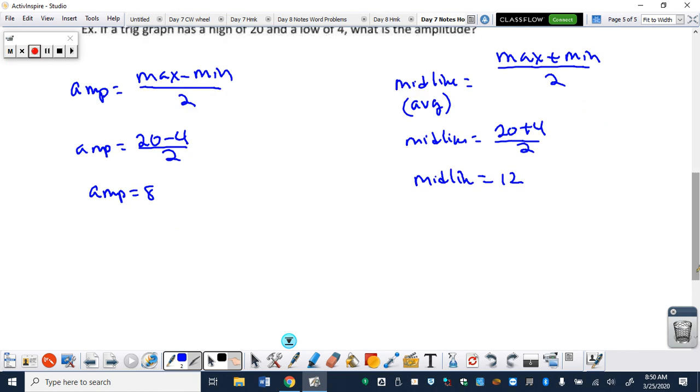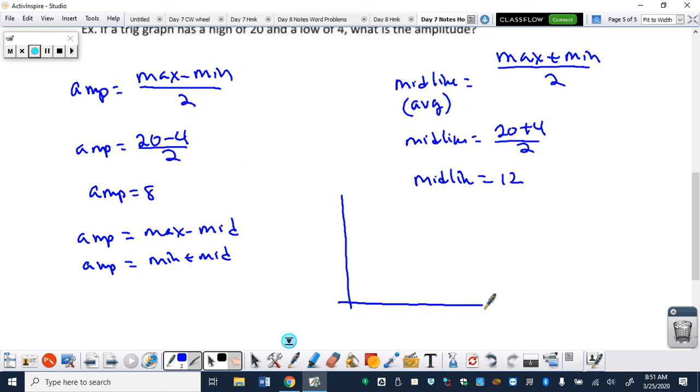You don't have to use both formulas. You can see the relationship that I can find the amplitude by subtracting the midline from the max. I can also find the amplitude by adding the midline to the minimum, which again is that distance. So those all kind of come together.